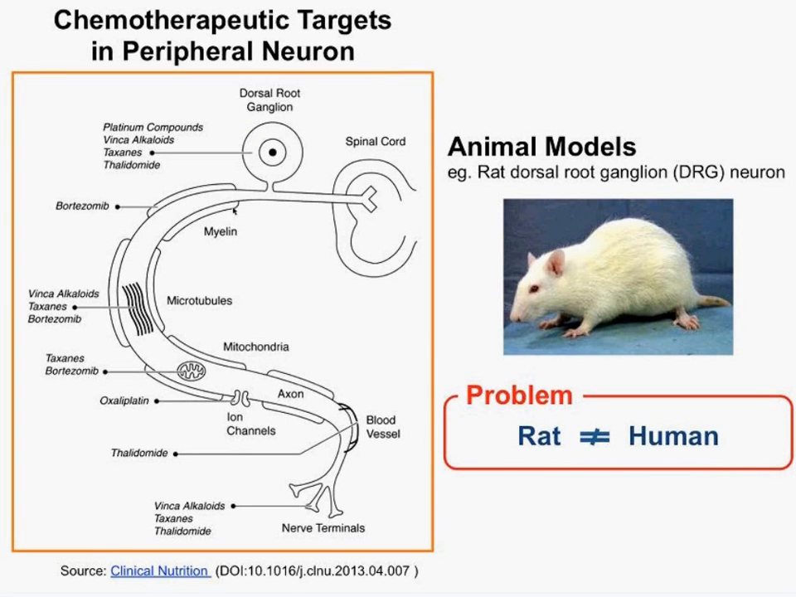And so over the last 20 years, the model that's been used by most people is the rat dorsal root ganglion neuronal model. And this has provided a lot of information about the mechanism and where these different agents cause damage to the peripheral neuron. For example, the platinum compounds, vinca alkaloids, and taxanes cause damage to the dorsal root ganglion. But in addition, they also cause damage to the microtubules within the axon.